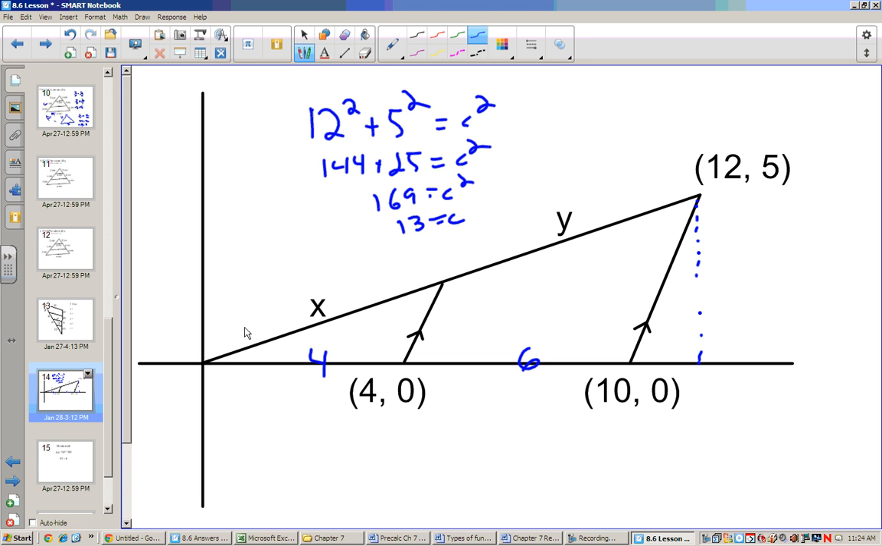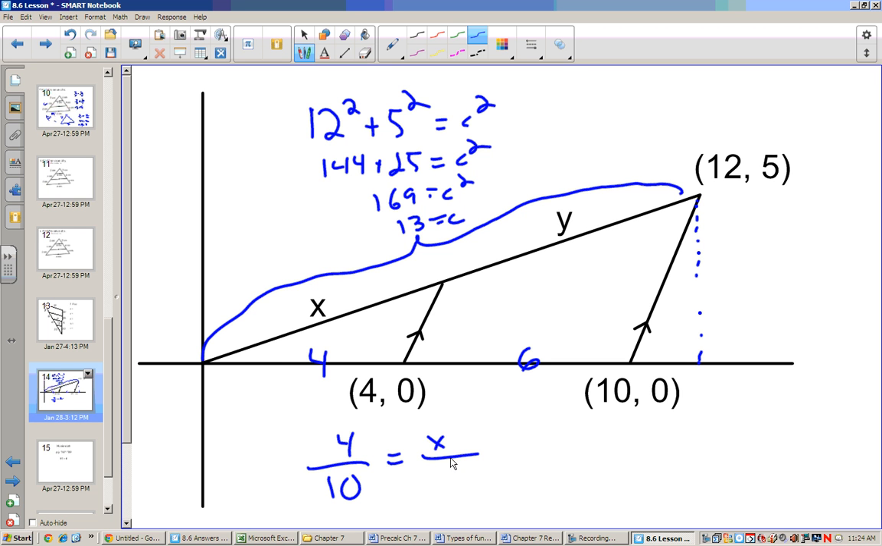So now if I know this whole distance is 13, these are similar triangles since these are parallel. So I can say 4 over the whole thing, 4 over 10, is going to equal x over 13. Now I can cross multiply and divide. So x equals 5.2. Now if x equals 5.2, I just subtract that from 13 to get 7.8 for my y.